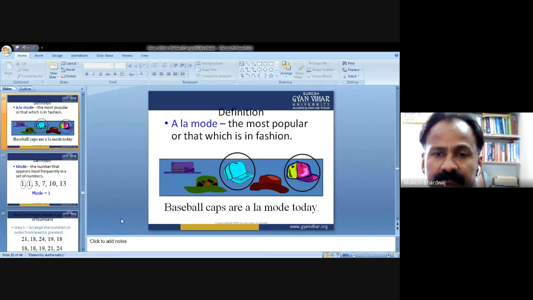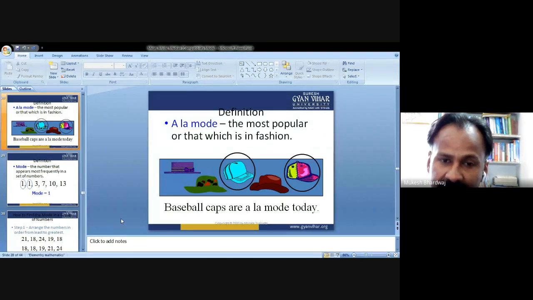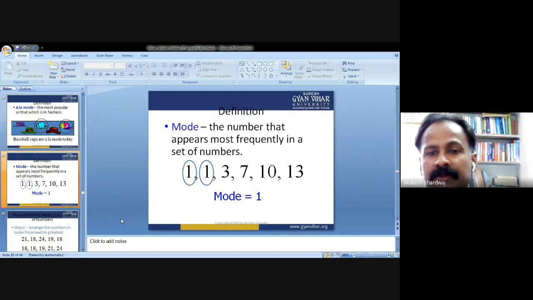Okay, a la mode: the most popular or that which is in the fashion. Baseball caps are a la mode today, that is in the more fashion or most repeating. Now the definition: number that appears most frequently in a set of numbers. Now a set of numbers is provided to you: 1, 1, 3, 7, 10, 13. Now if I'm asking what is the mode of this series?